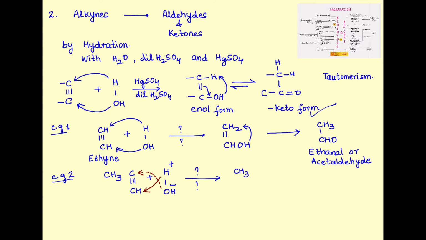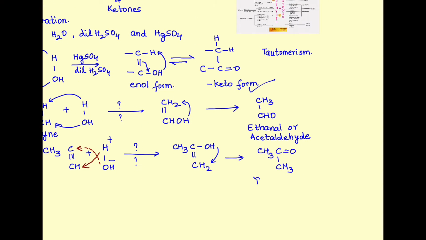So CH3COH double bond CH2, and then the internal shift, and we will have CH3C double bond O single bond CH3, and we have the product here, propanone or propan-2-one, which is also commonly called as acetone.